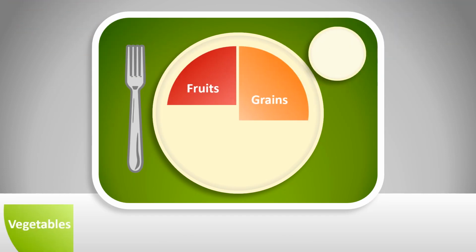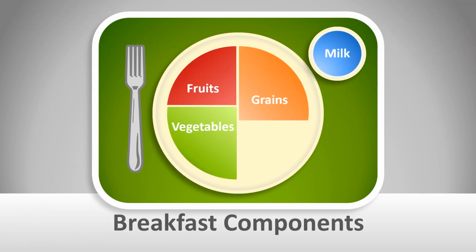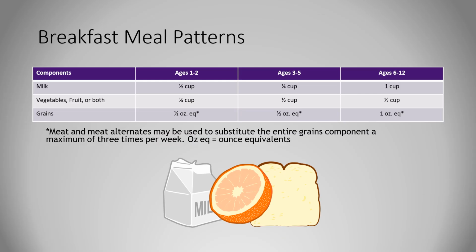Let's take a closer look at the breakfast meal components. A CACFP breakfast should consist of milk, vegetables, fruit or both, and grains. Meat and meat alternates may be used to substitute the entire grain component a maximum of 3 times per week. Please be sure to stay within the breakfast meal patterns when serving breakfast.